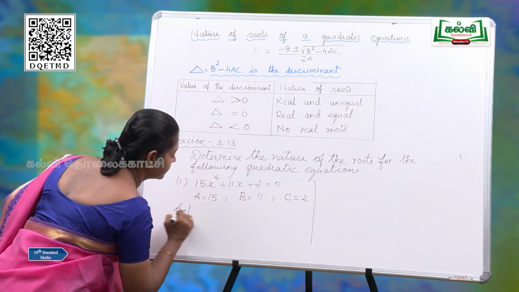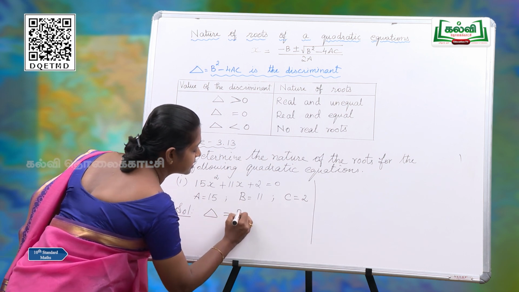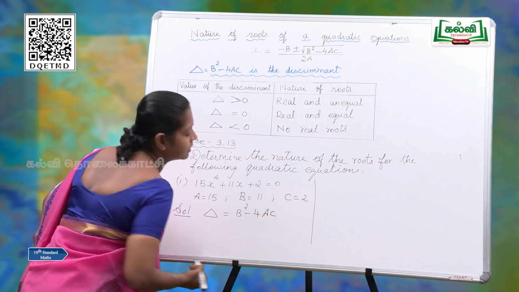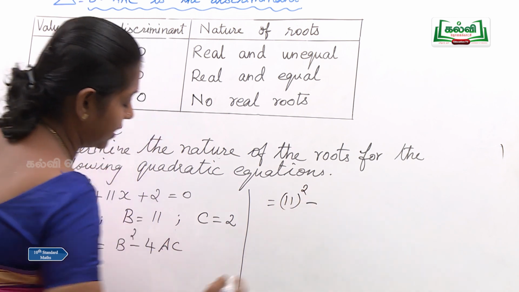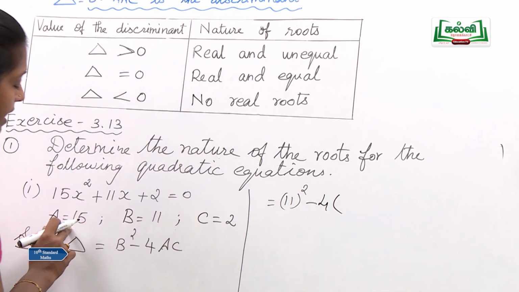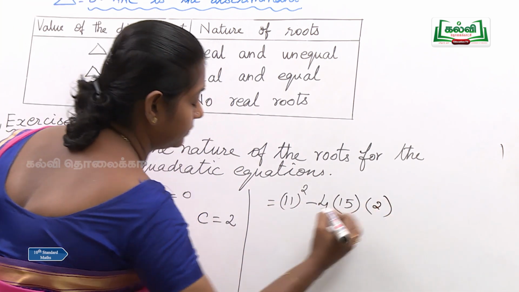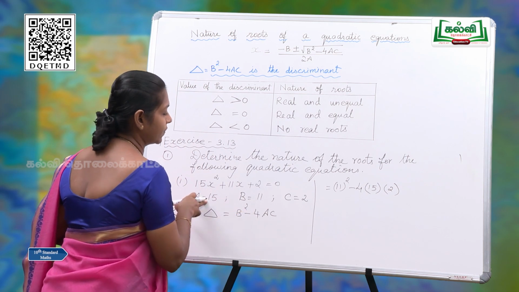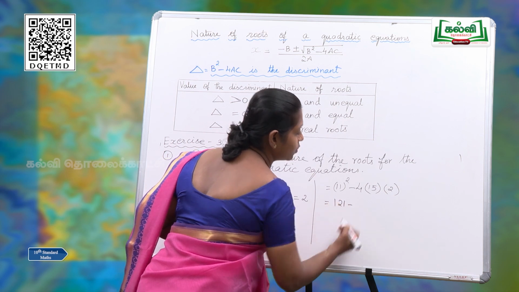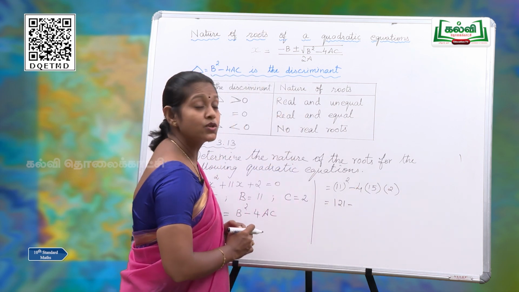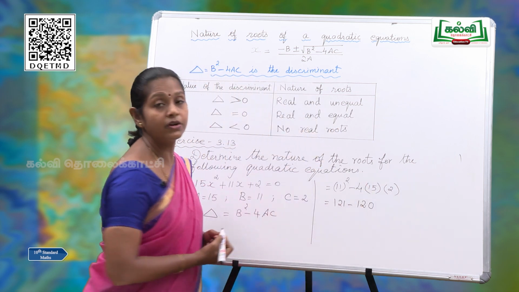Now, see the solution. So, you know what a, b, c are. Now, we are going to find the discriminant, that means b squared minus 4ac. So, what is b? 11 squared. So, you get 11 squared minus 4 into 15 into 2. 11 squared is nothing but what? 121. Next, 4 twos are 8. So, 15 eights are, 5 eights are 40, and this is what? 120. Are you clear about this step?